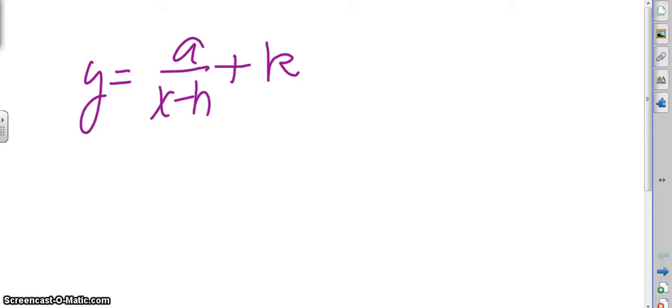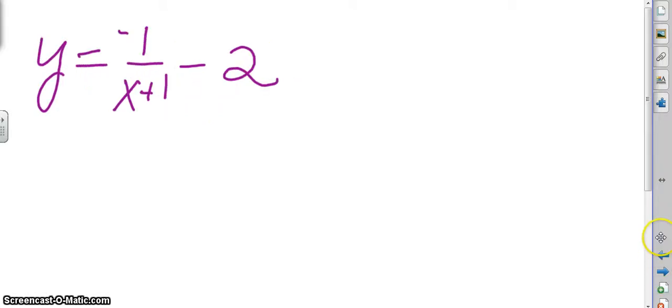Today what I want to do is remind you of two different ways that you can graph a simple rational function in the form y equals a over the quantity x minus h plus k. The equation I'm going to be using is y equals negative 1 over the quantity x plus 1 minus 2.